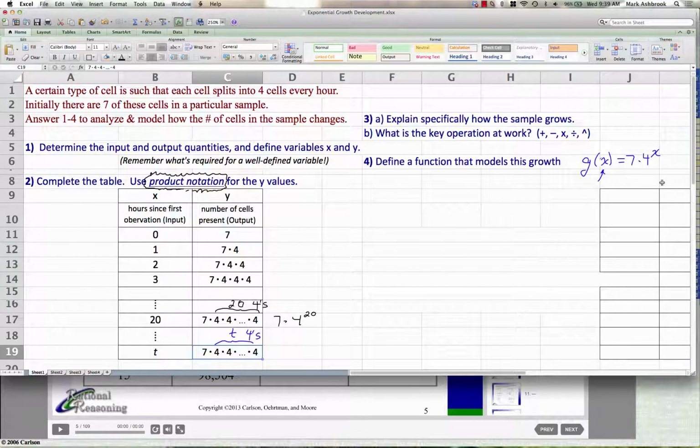I didn't tell you what to name it. So you could have named it P or C for cells, C of x. Or you could have done C of t. You could have made your input t. But this is a valid definition of this growth.